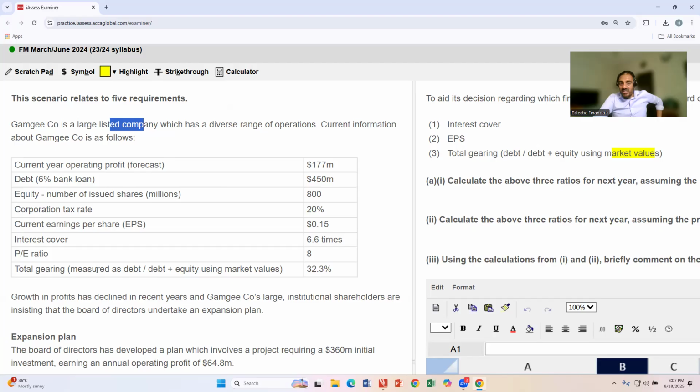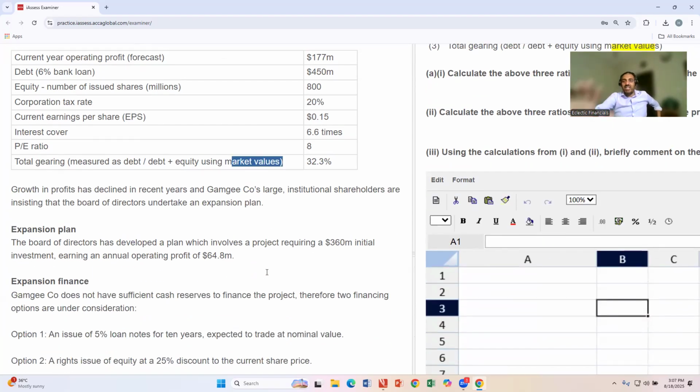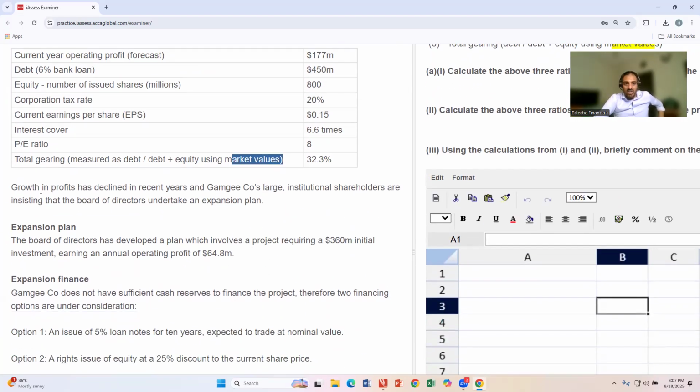Total gearing is measured as debt over debt plus equity. Here we need to measure gearing as debt over debt plus equity in market values, not book values. If the market value is mentioned, that means we also need to work with market values. Gearing is 32.3%. That means the current ratios are given. And what is the question about?